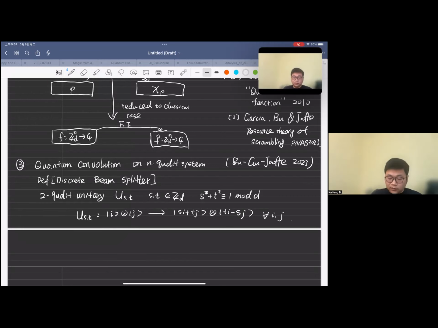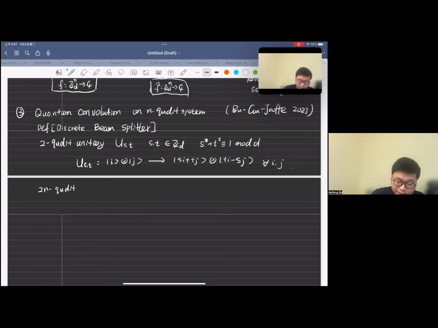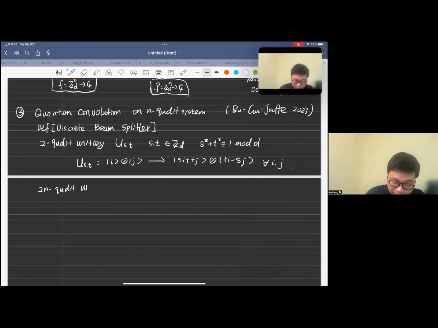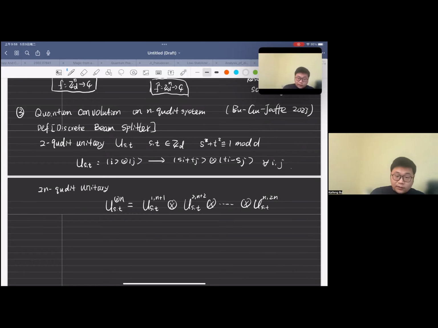Now let us generalize it to the two-n-qudit case. Let us consider the two-n-qudit unitary, which is defined as the n-fold tensor product of this two-qudit unitary. This means we apply the two-qudit unitary on the first and (n+1)-th qudits first, and then we apply the same unitary on the second and (n+2)-th qudits, and we keep doing this until the n-th and the 2n-th qudits. For simplicity, we denote this big unitary as V_{S,T}.